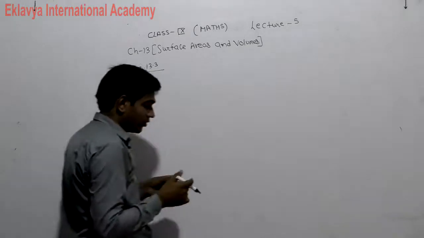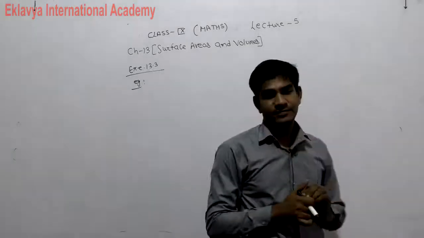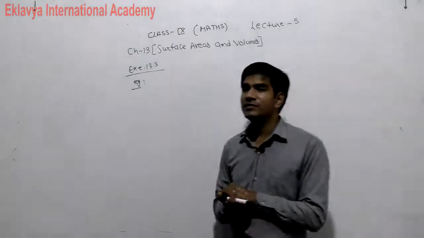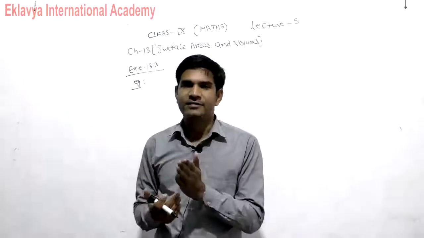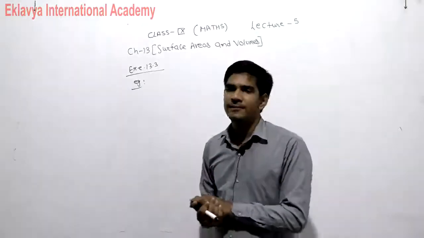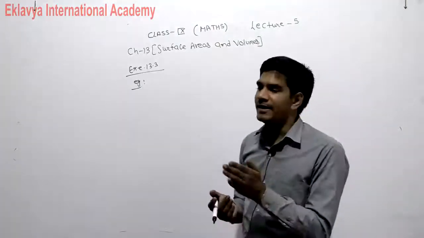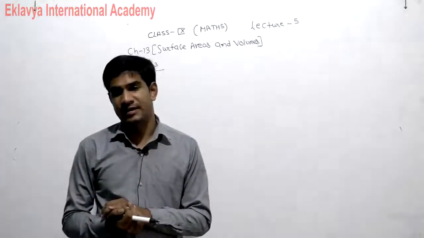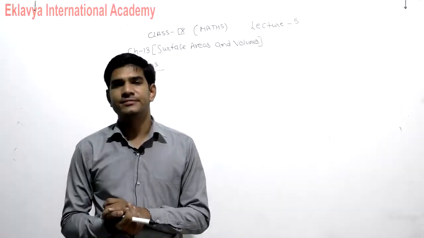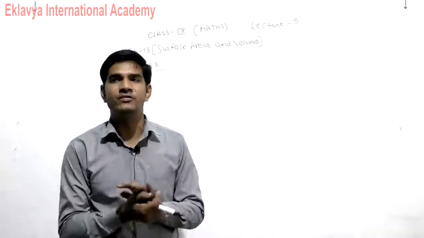Now in the cone, we already discussed that its curved surface area is pi rl and its total surface area is pi rl plus pi r square. Then how will we find the answer to the questions based on that?